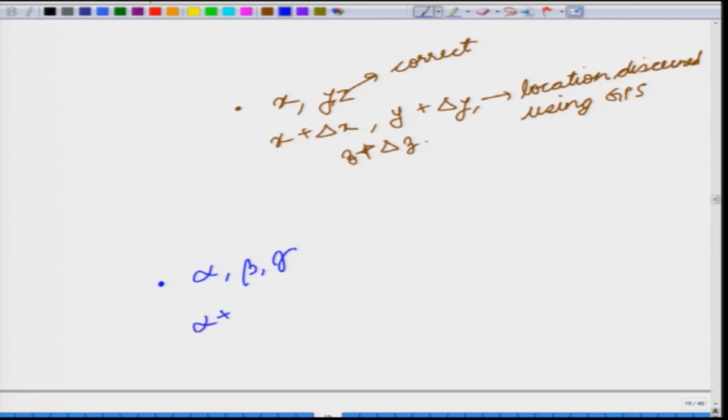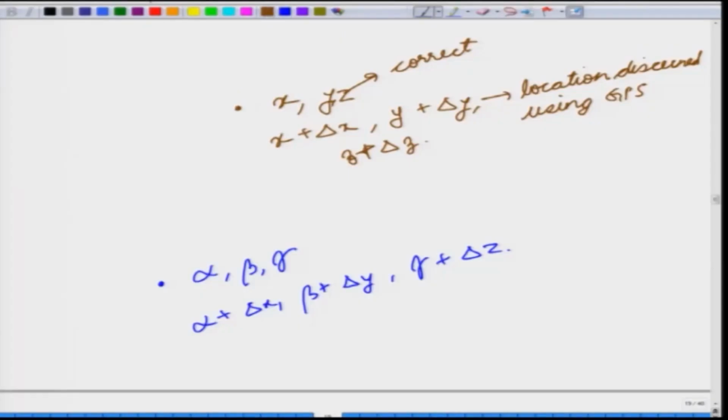So, here you have alpha plus delta x, beta plus delta y and gamma plus delta z, because you are having certain errors which are common in both of these locations. But then if you want to find out the relative position of your brown object from this ground control point. So, this is something that we call a ground control point. So, this is a point whose location you know exactly.